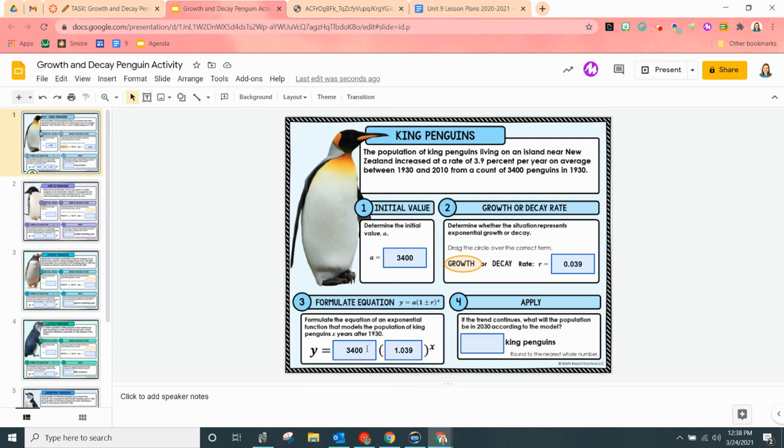The only place we can substitute in a number here is for x. So we need to figure out the time, how long we have been increasing our penguin population. They want to know the population in 2030. Well, when did we start counting our penguins? After 1930, we started counting them, and this is the initial value for 1930. So how many years have our penguins been populating here? 100 years.